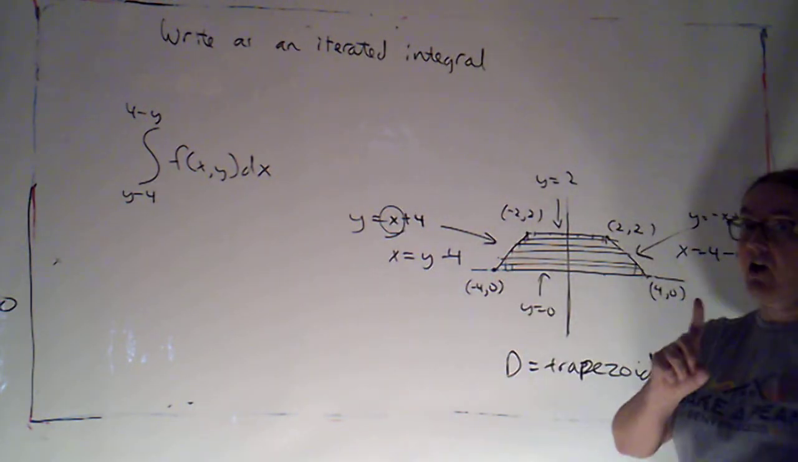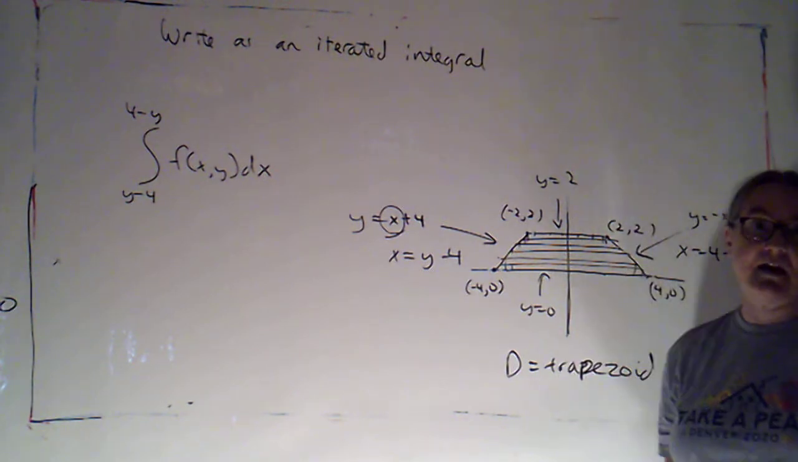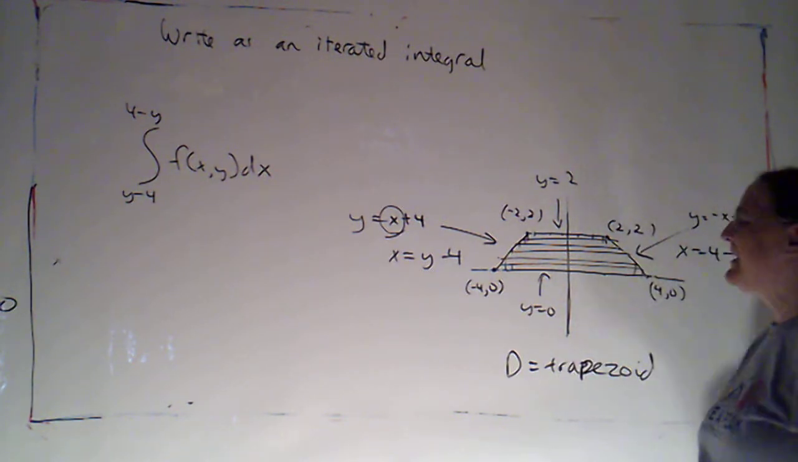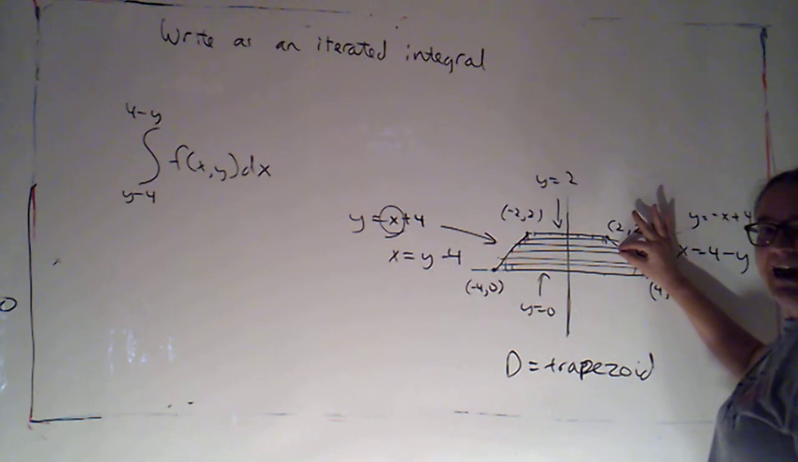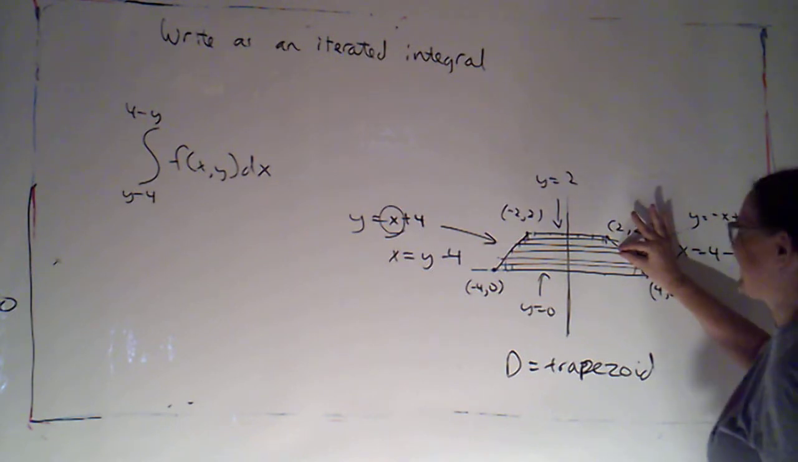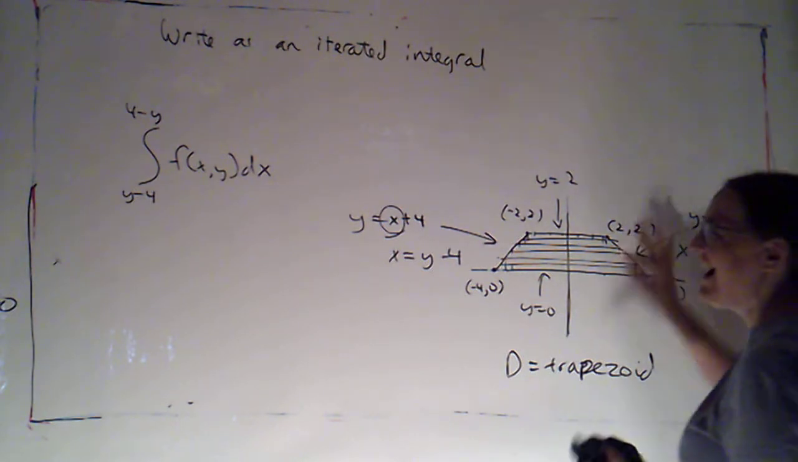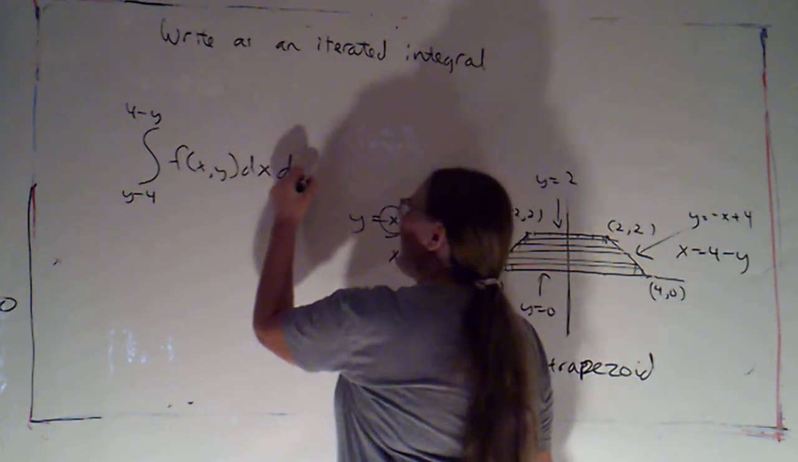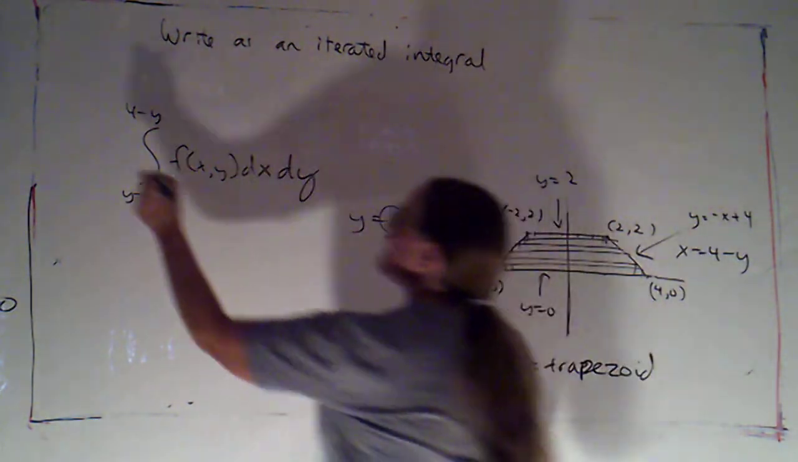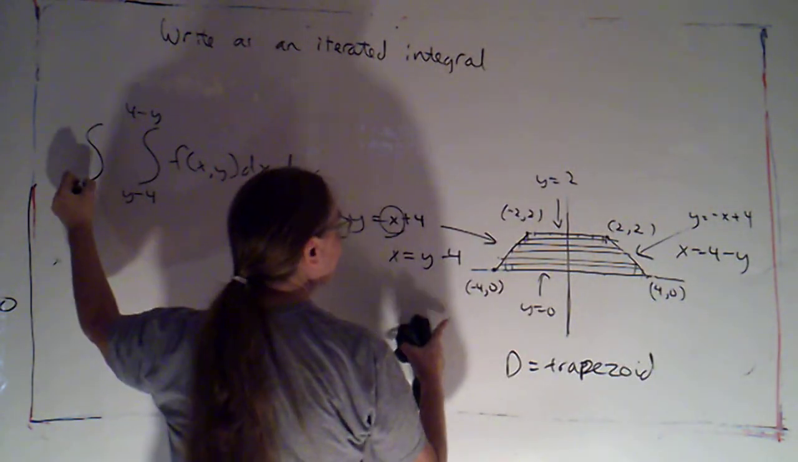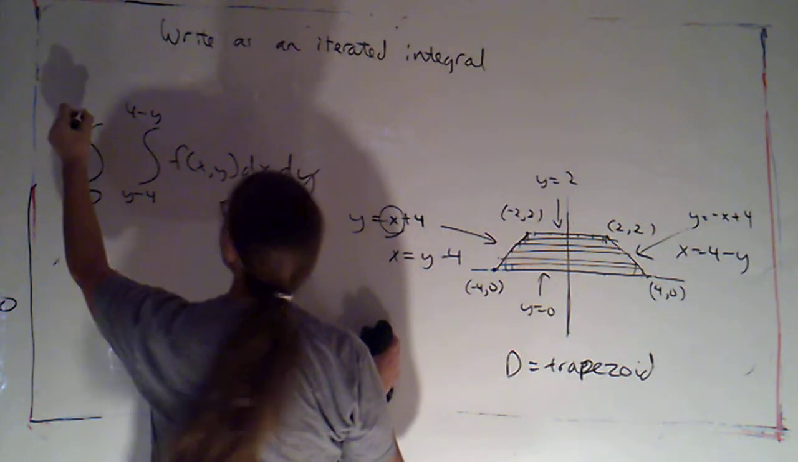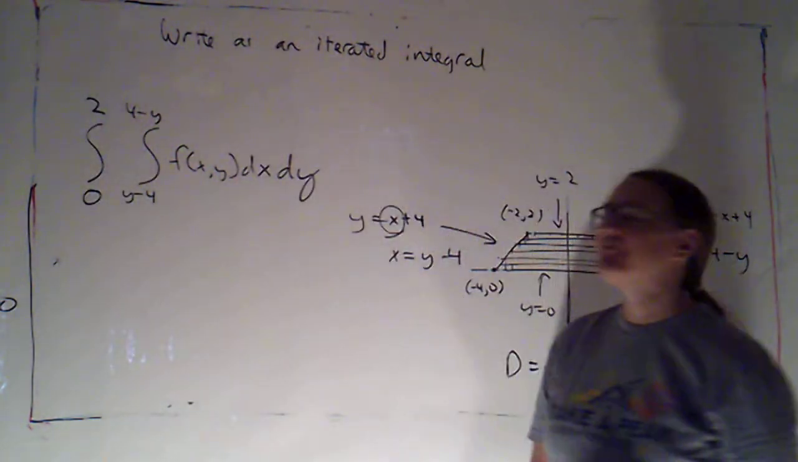I caught myself because I actually didn't do that on purpose, but it's a great teaching moment. I caught myself because I went to say now I need to multiply by the thickness of the slice, which is going to be a change in y. So that's going to be my dy, and then I'm adding up all of the slices, which started at a y value of 0 and ended at a y value of 2.